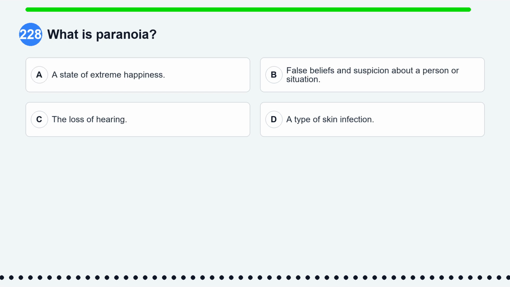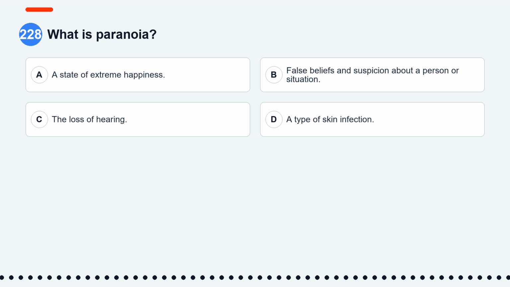Question 228. What is paranoia? Option A. A state of extreme happiness. Option B. False beliefs and suspicion about a person or situation. Option C. The loss of hearing. Option D. A type of skin infection.